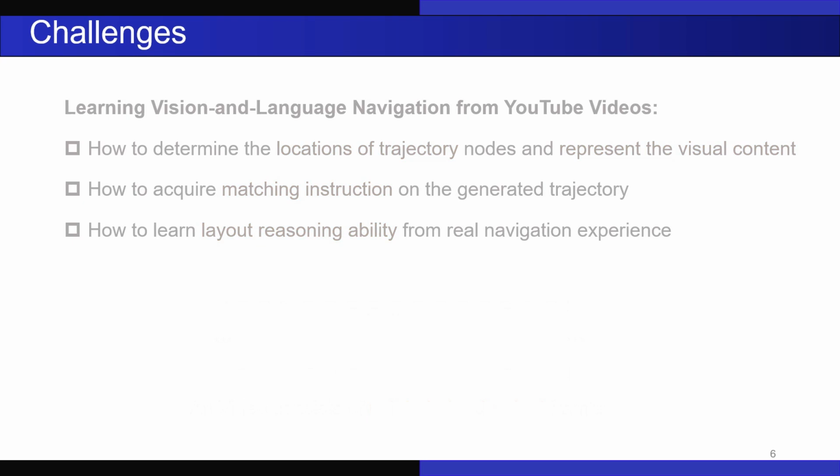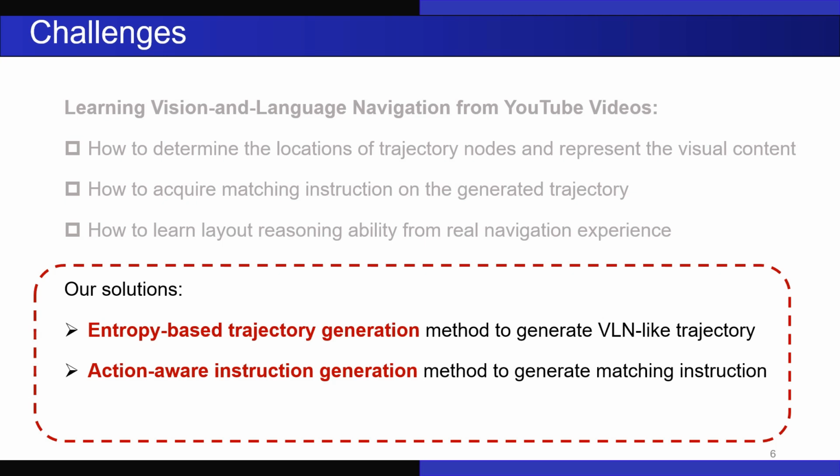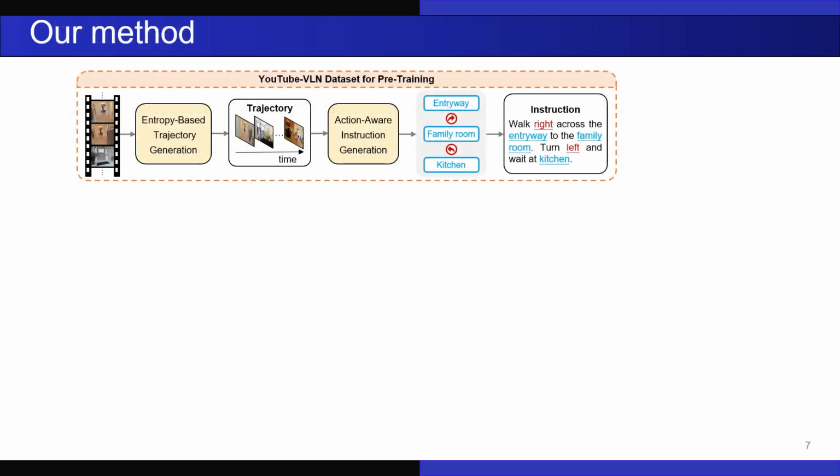To cope with these challenges, we first propose an entropy-based trajectory generation method to generate VLN-like trajectories. Then, we offer an action-aware instruction generation method to generate matching instructions. Finally, we devise a self-supervised pretext task to train an agent to reason about environment layouts. Given a YouTube house tour video, we will generate a high-quality navigation trajectory and its matching instruction. We use all the trajectories and instructions to build a VLN pre-training dataset, which we name YouTube-VLN.